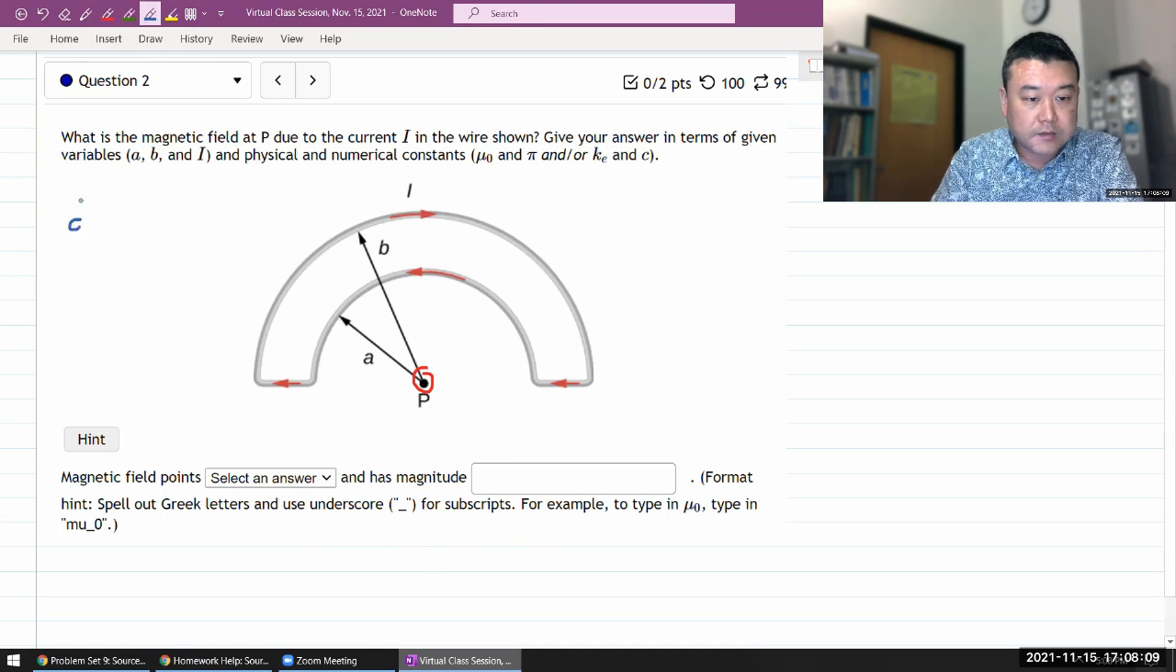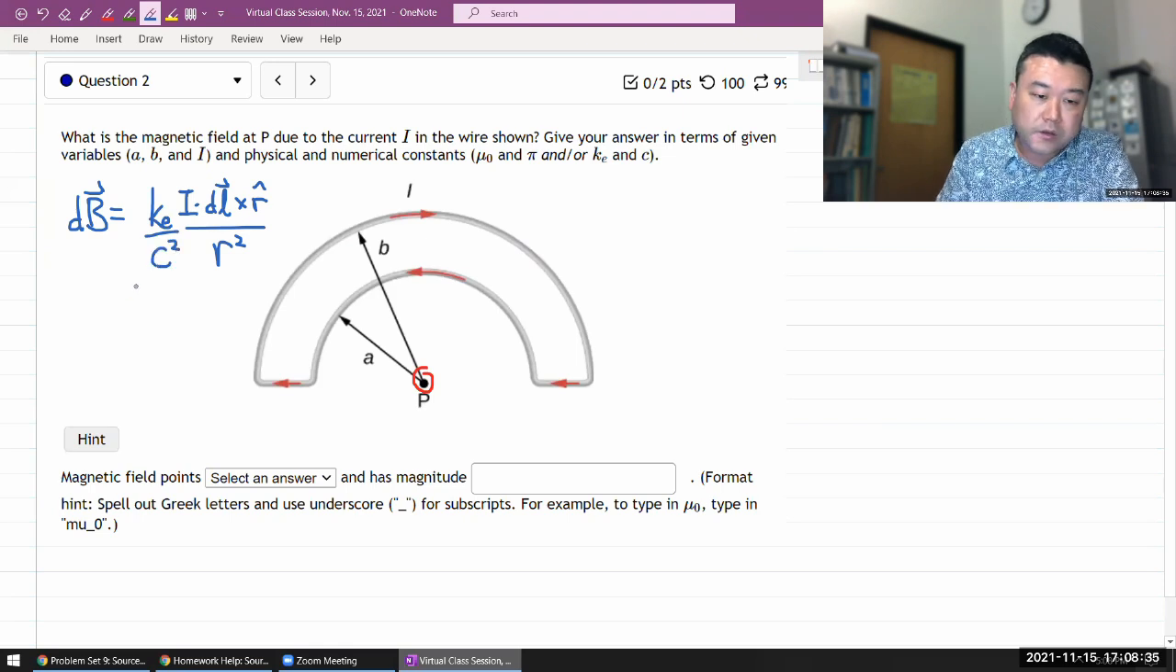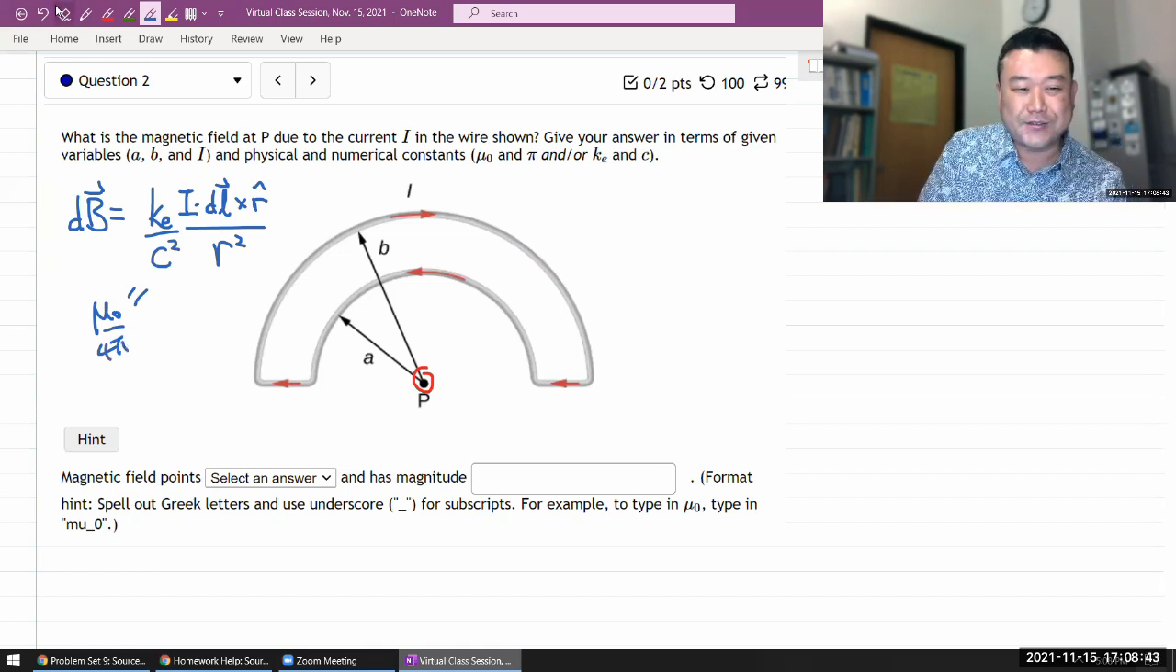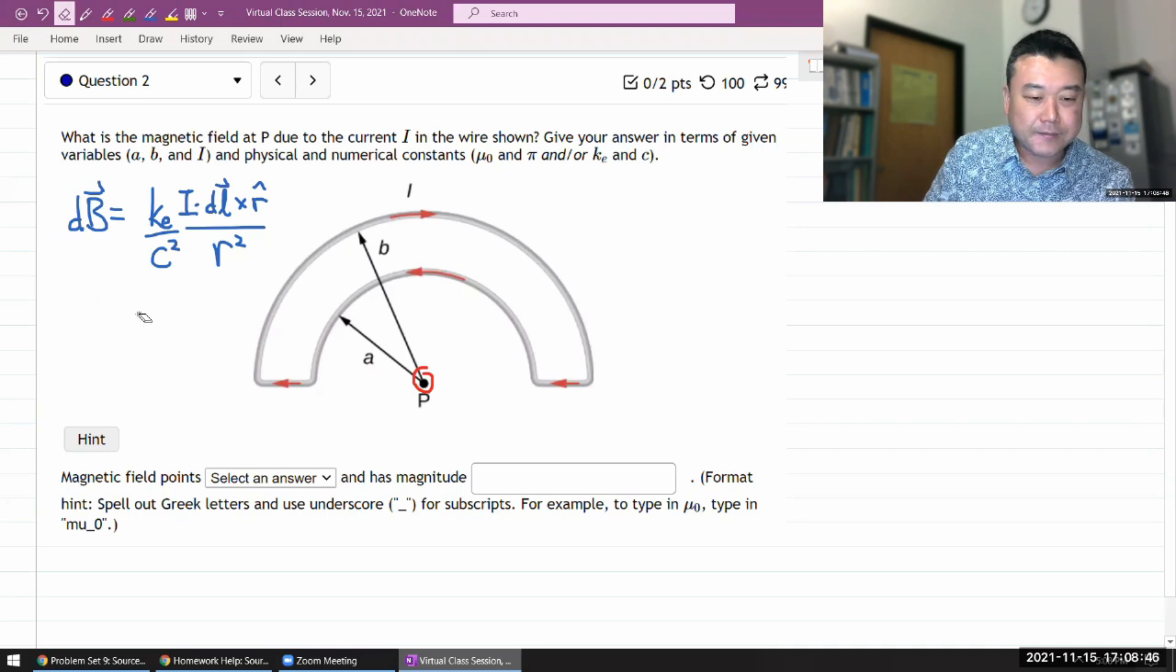Biot-Savart's law says that a small contribution to magnetic field is equal to a numerical coefficient, and then current times dl, the small segment of the wire, cross product with r hat, that gives you the direction, and the other coefficient divided by r squared. It's an inverse square law, and the coefficient here is Coulomb constant divided by c squared. Or you could write this as mu naught over 4 pi. Both are fine. I'm trying to retain use of Coulomb constant this semester.